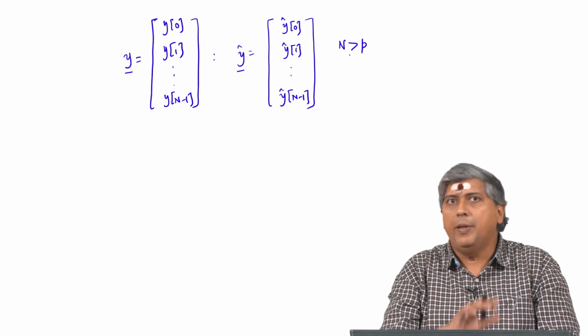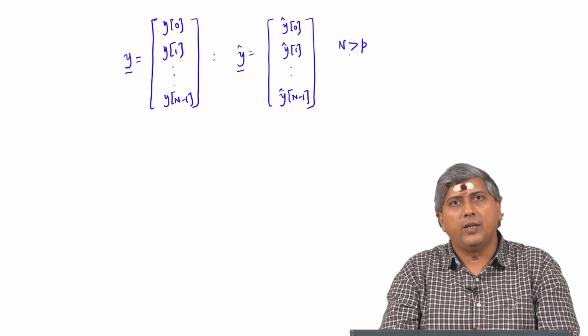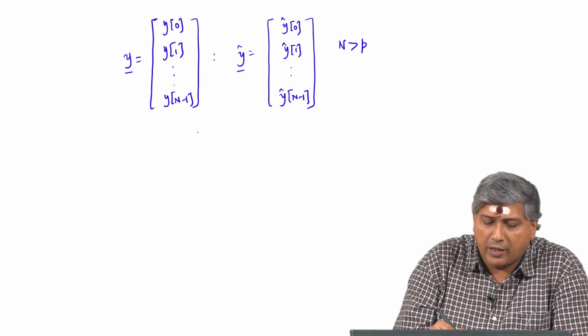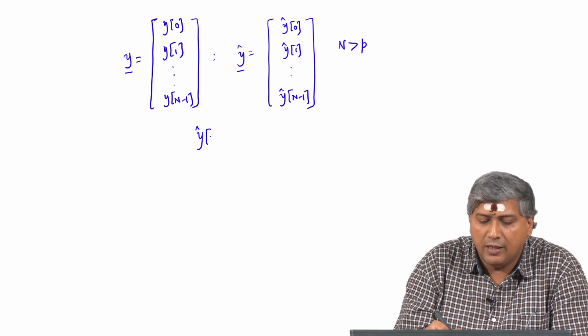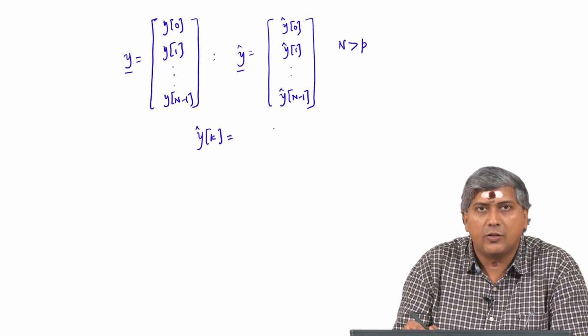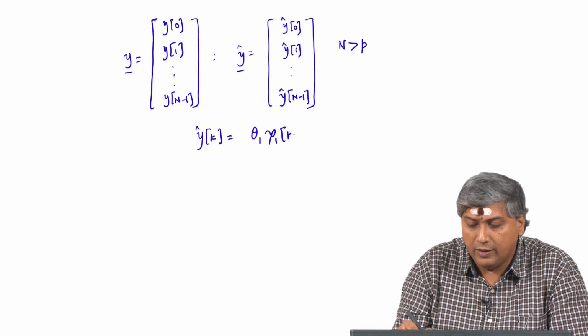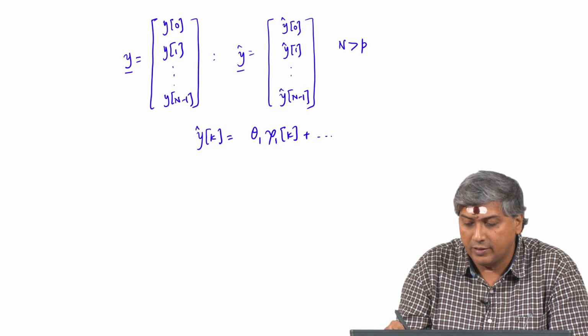When n is less than p, I have fewer observations than the p unknowns. I keep talking about these unknowns. What are these unknowns? As I said, suppose I am constructing a linear approximation, that is, at each k I assume that the approximation is a linear combination of each of the explanatory variables or the regressors.